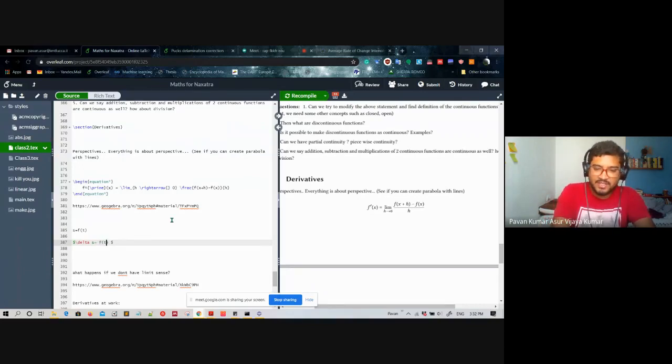Okay, f of t plus h minus f of t. Correct. I'm writing it for the s equals f of t function, or s equals v into t. Correct. And then I see the delta s. So the average velocity v would be, okay. It will come here. Just wait.